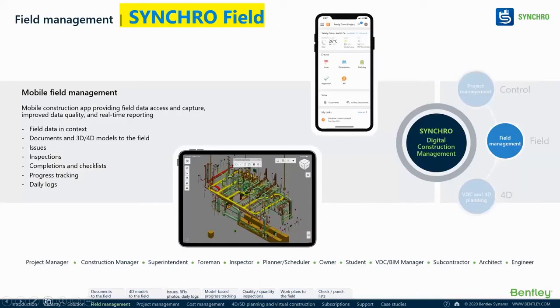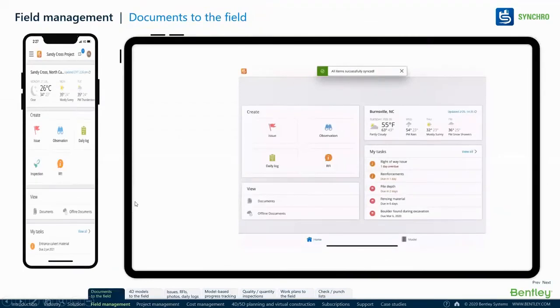So as a project manager, this is helpful for me, but how do I communicate to the field? We have a Synchro Field app, where you can document and mark the 3D and 4D model in the site. Issues, inspections, completion, and checklists can be handled. So how do you do that? What exactly will you be able to do?